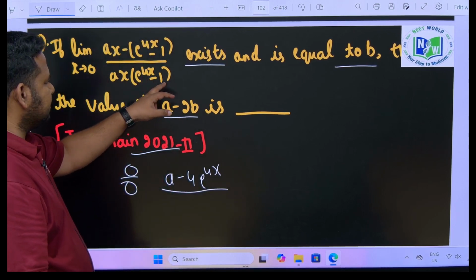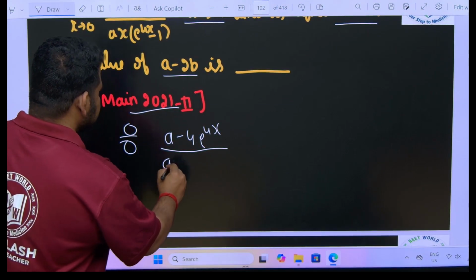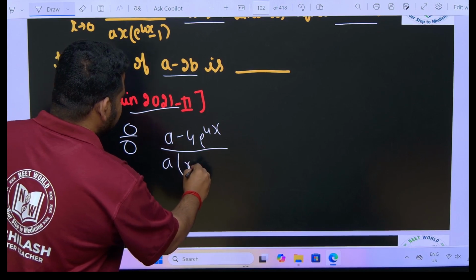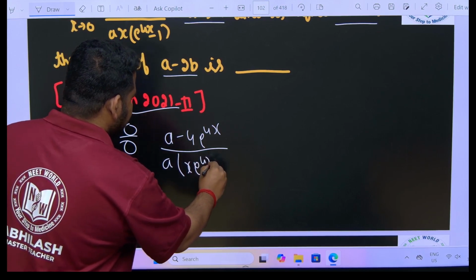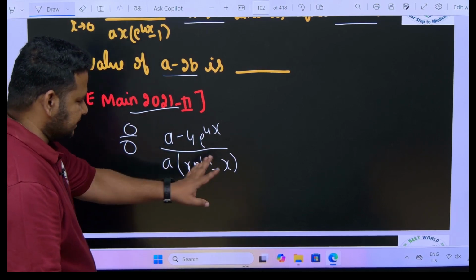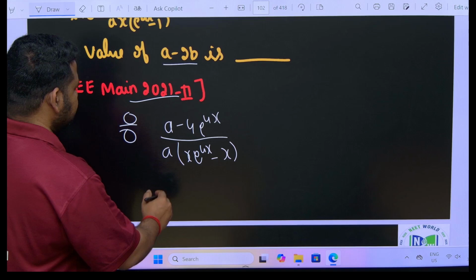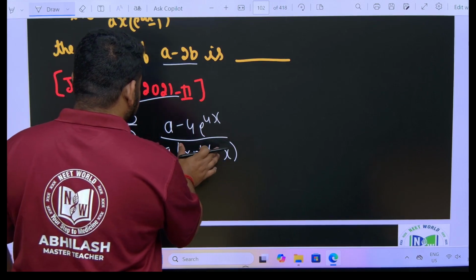Divided by ax into e power 4x minus 1. So first let me multiply x, and let a stay here. So this will be x into e power 4x minus x. This is what we missed. I took it as 1, but actually it is x. So x into e power 4x minus x. Now I have kept it as it is.